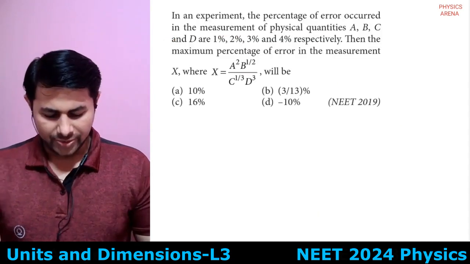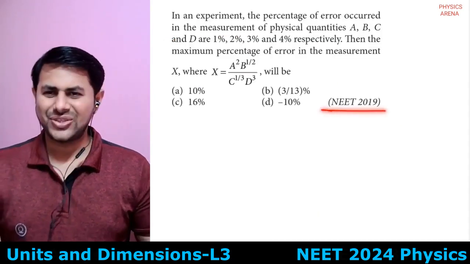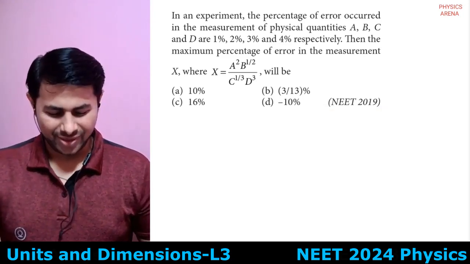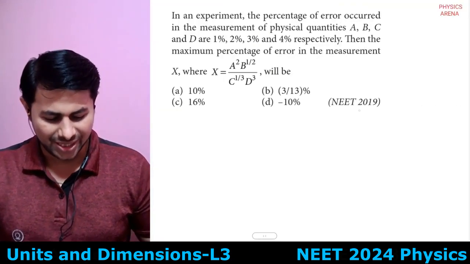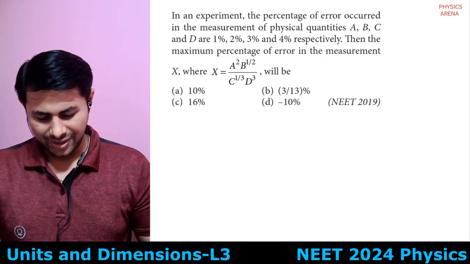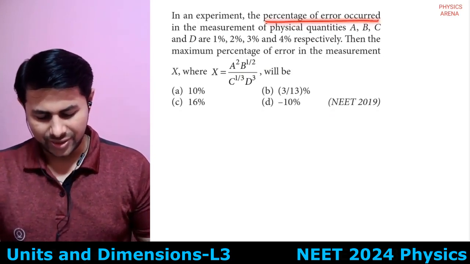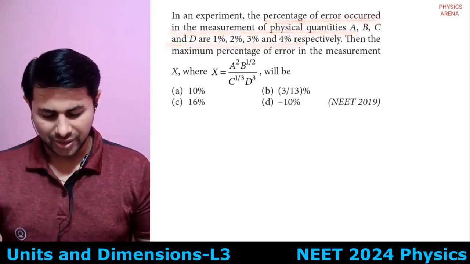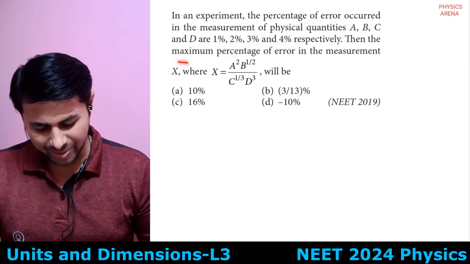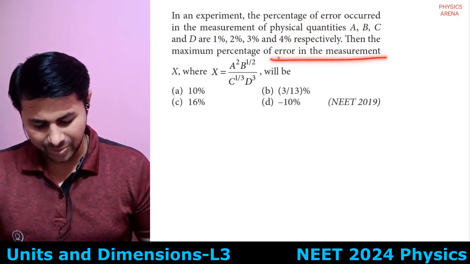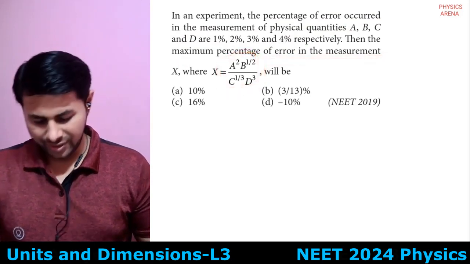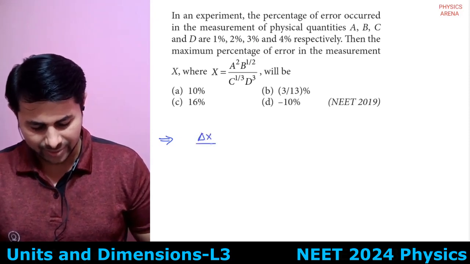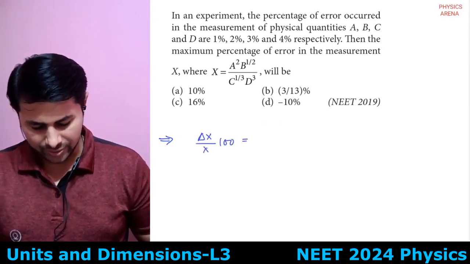Next one. So these are the problems that you should go for. These were from some other exam. NEET problems, you can see, are simple. In an experiment, percentage errors occurred in the measurement of physical quantities A, B, C, and D. Then the maximum percentage error in the measurement of x will be. This is very straightforward.